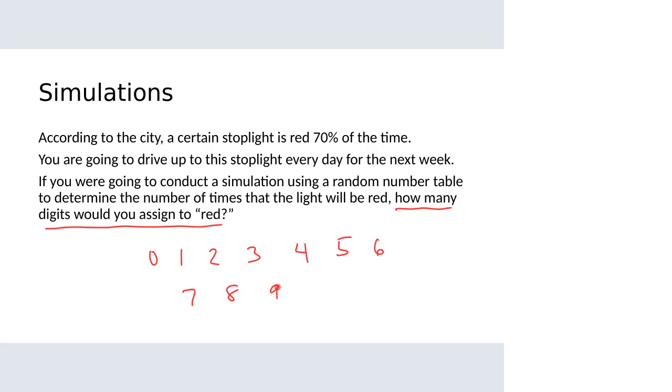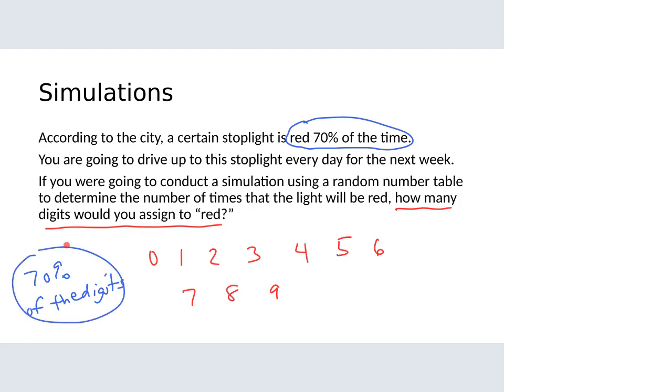It has those 10 digits on it. How many of those do we want to assign to red? Well, the stoplight is red 70% of the time. So we want to give 70% of the digits to mean red. It doesn't necessarily have to be these 7 right here, but that's one way to go. Because we want to give 70% of the digits to red, we want to give 7 of the 10 digits to red. So we want to assign 7 digits to red.